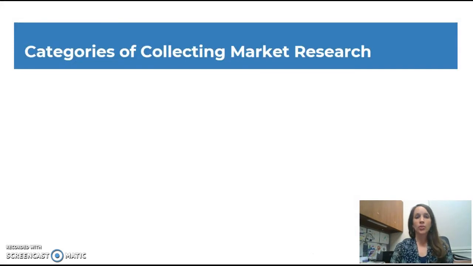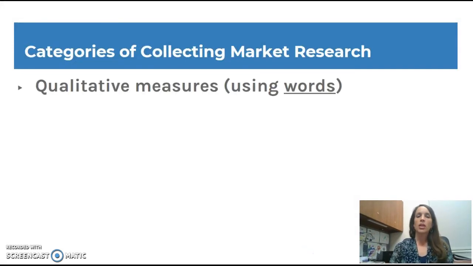All right, so categories of collecting market research include qualitative measures, which, when you think of qualitative, you want to think of words. All right, so these are your interviews and your focus groups. You can turn some qualitative information into quantitative, which is the other category of collecting market research.